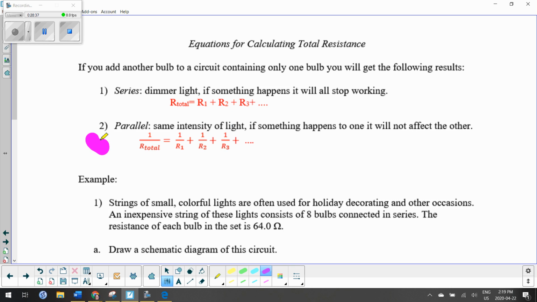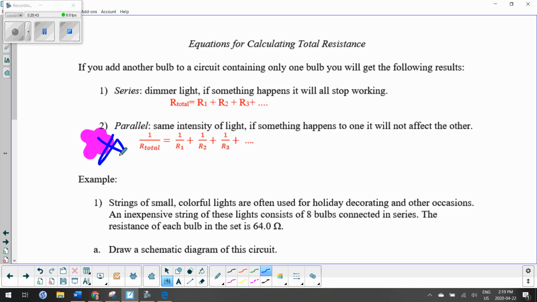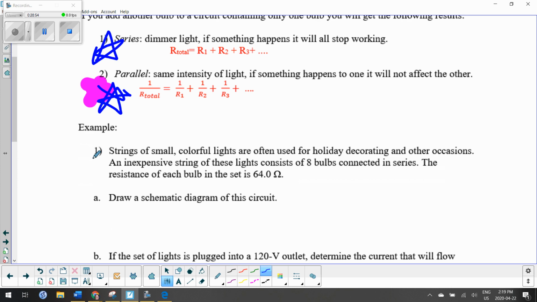This is super, super important. A lot of students struggle with this. They just think that they can add. So please make sure that when you're doing your assignments and exams, you know the difference between calculating total resistance for series versus parallel.